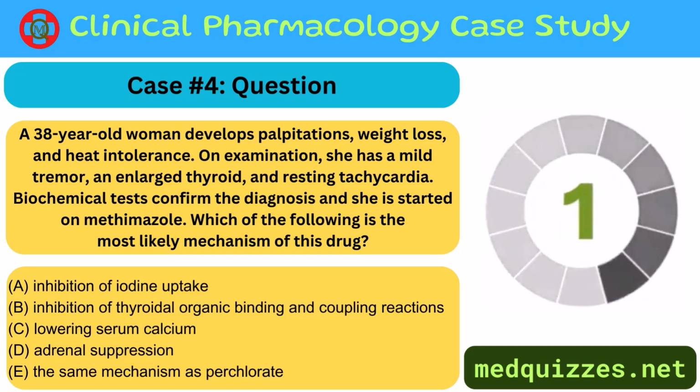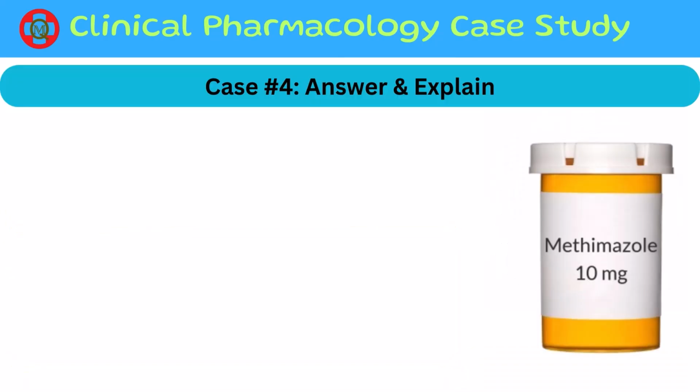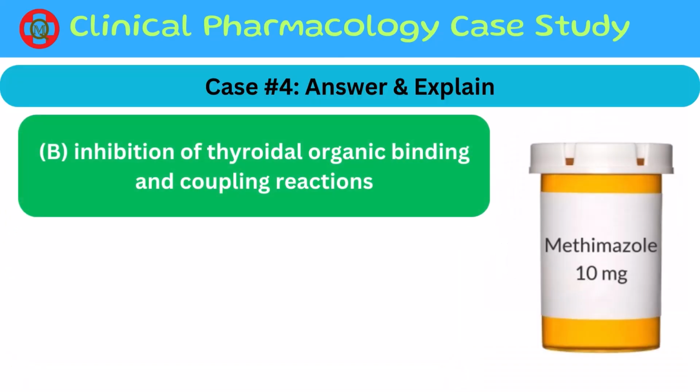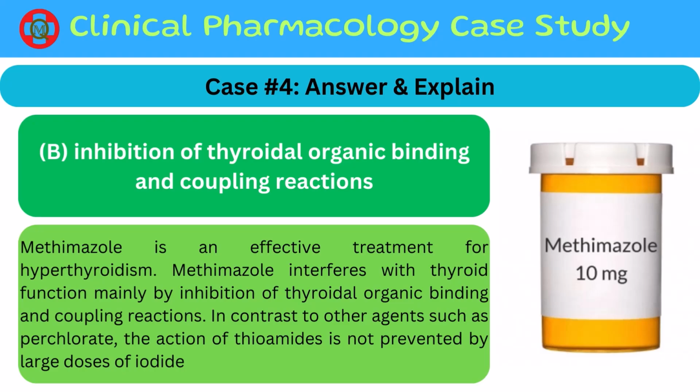The correct answer is B. Inhibition of thyroidal organic binding and coupling reactions. Explanation: Methimazole is an effective treatment for hyperthyroidism. Methimazole interferes with thyroid function mainly by inhibition of thyroidal organic binding and coupling reactions. In contrast to other agents such as perchlorate, the action of thioamides is not prevented by large doses of iodide.